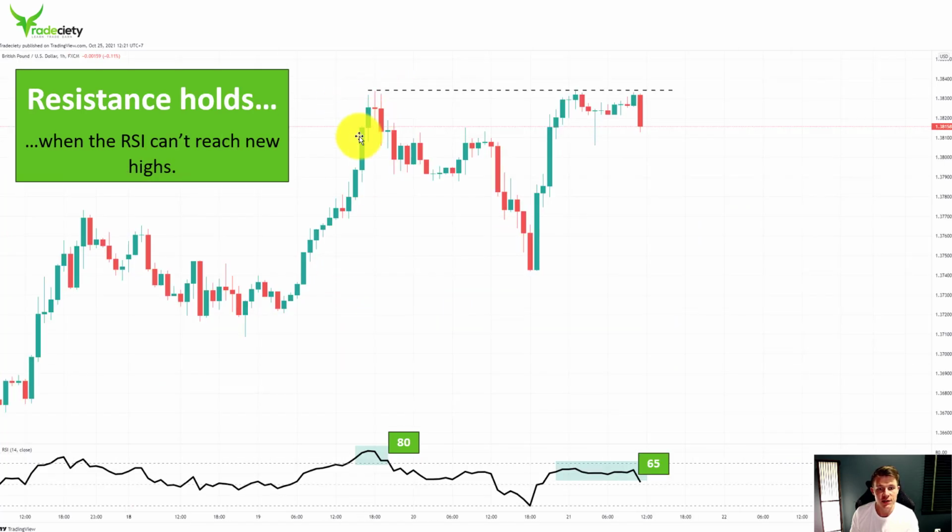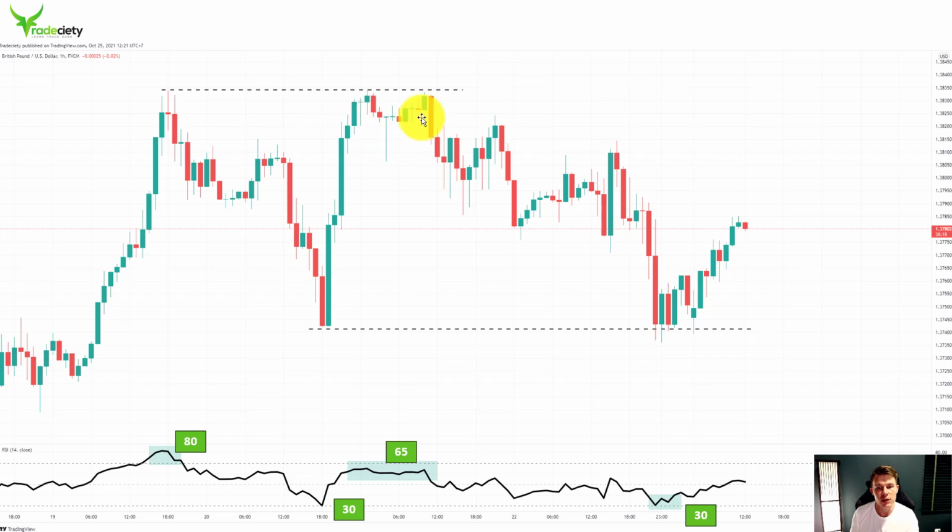Here another very interesting case study. The market traded higher. The RSI was at 80 when the market put in this top. The market traded lower, came back to it, and never reached 80, not even came close. 65 was the highest point that the RSI was at in this area. And you can see afterwards the level held. And when we look a little bit further to the right, you can see that the market sold off. Where did it sell off into? Into a previous low.